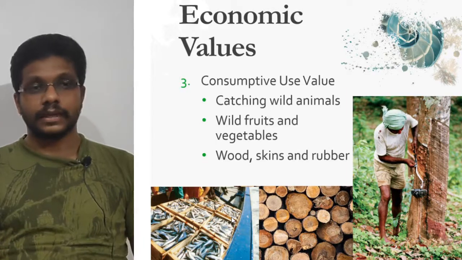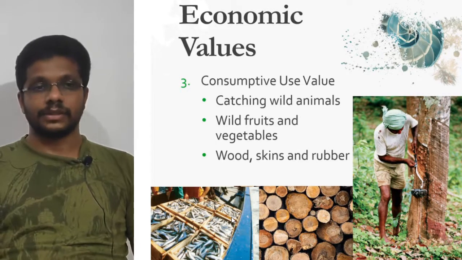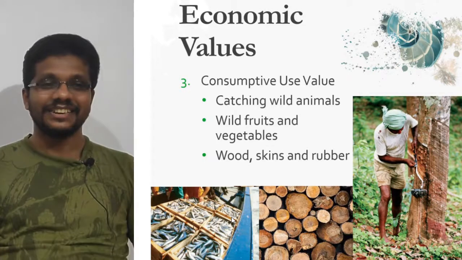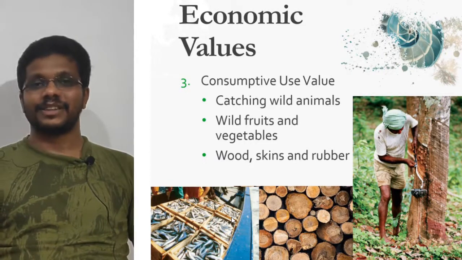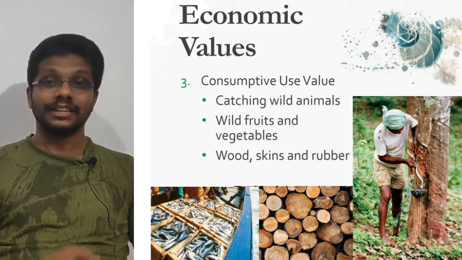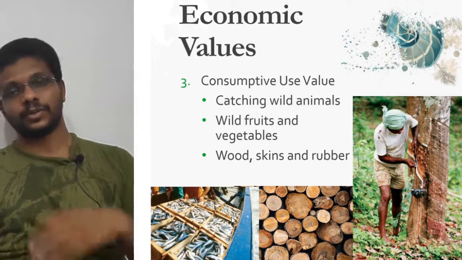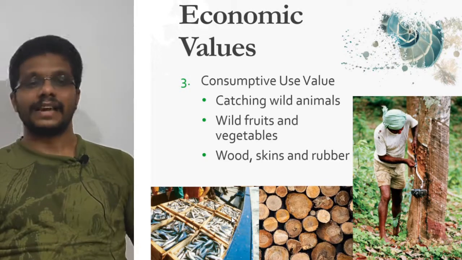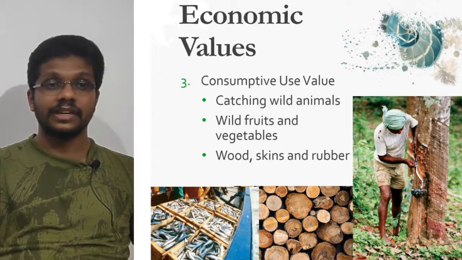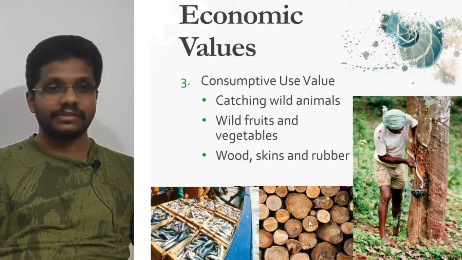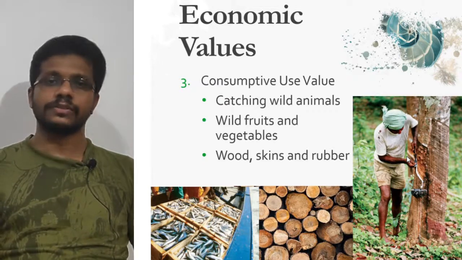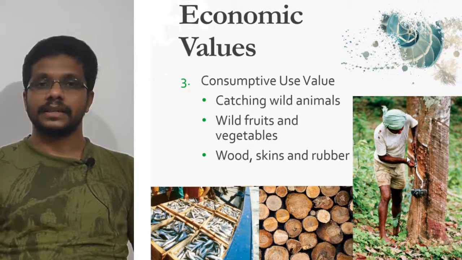Then finally we have the consumptive value. We are consuming things from nature, just like catching wild animals. It's not only catching animals from the forest. We are catching fishes from the sea or fresh water. That's a wild animal. We are not culturing them. Even if we are culturing fishes, it is only a small percentage. Most of these fishes are coming from wild catches. So we are getting fishes, shrimps, and crabs from nature. They are wild harvest. We are getting timber. We are getting wild fruits and vegetables. Then skin, rubber, everything comes from nature. In research also we are getting model organisms and other things from nature.